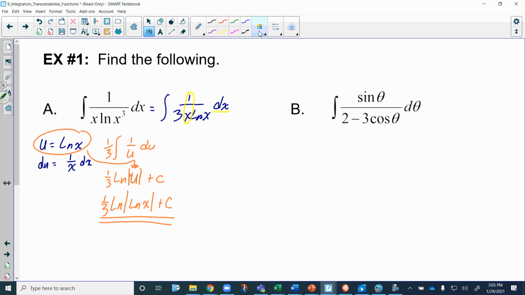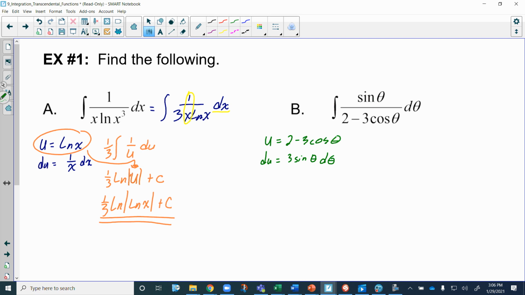That's not 100% of the time, like a lot of other things in mathematics, but here I'm going to look at u to be the denominator, 2 minus, oops, I forgot the 3, 2 minus 3 cosine theta. And again, I want to take the derivative of that. So the derivative of this, in this case, will be a positive 3 sine of theta d theta.